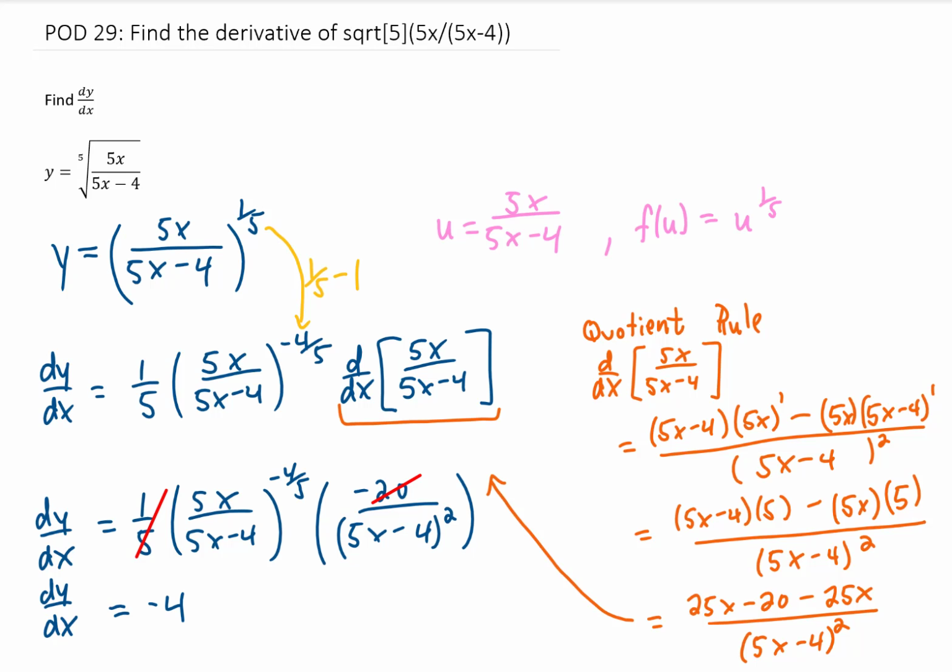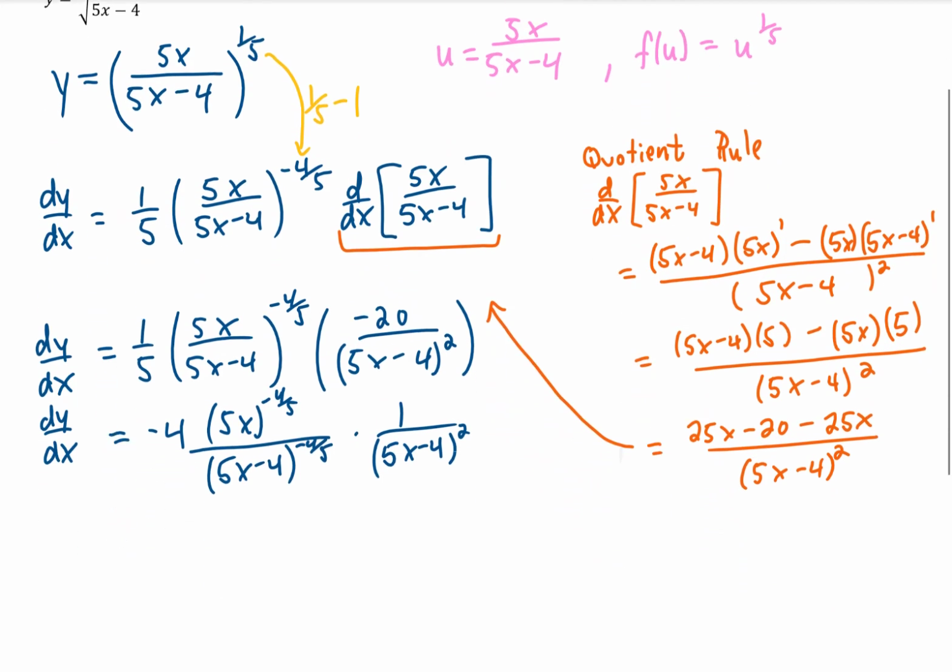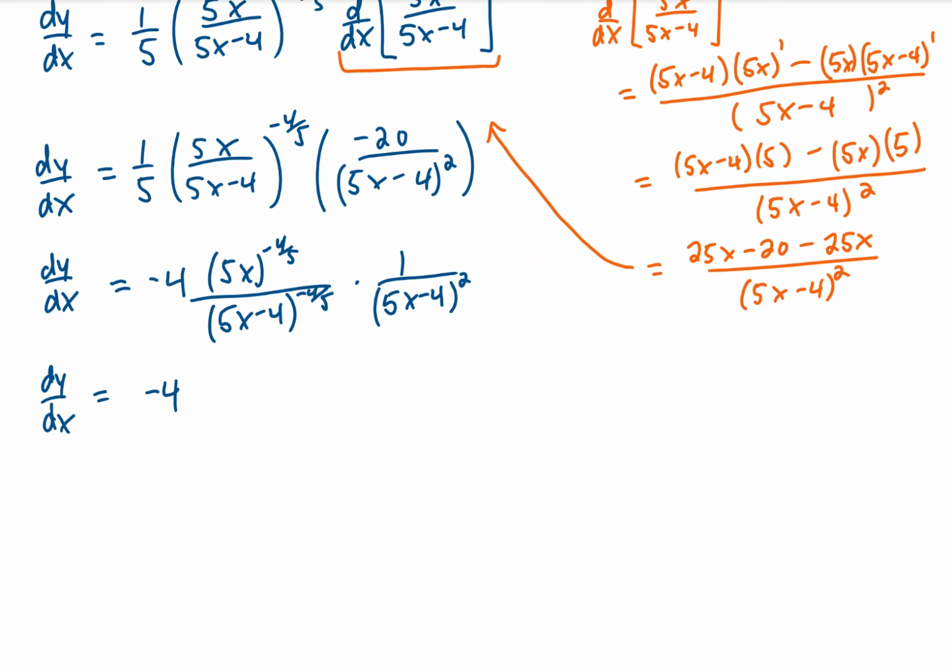Alright, we have a negative 4 out in front. This 5x is being raised to the negative 4/5 power. This 5x minus 4 is being raised to the negative 4/5 power. And this 5x minus 4 is just going to stay here. Okay, this is starting to look a little bit messy, so I'm going to create a little bit of space here. And I'm going to remind you that a negative exponent can be sent from the numerator to the denominator and vice versa. So we can rewrite this term like this.